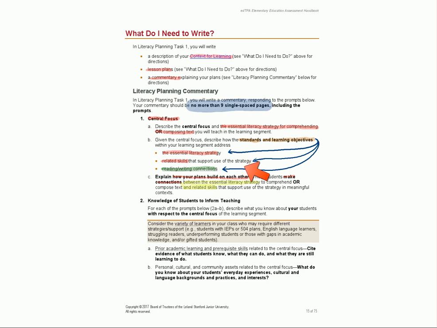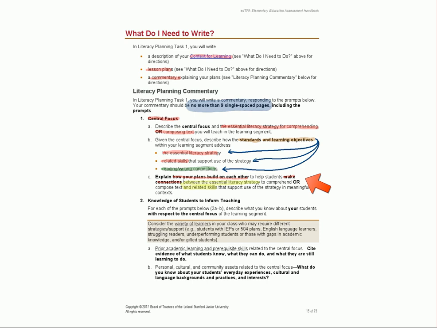All right. And then next, you need to talk about how your plans build on each other to help students make connections between the essential literacy strategy and the related skills. Remember, essential literacy strategy and related skills always go together. You need to think about both of them together. Now, the building upon part, a suggestion is that you start with what did students bring to their lesson, what did you build on before they even came to the lessons you're teaching.